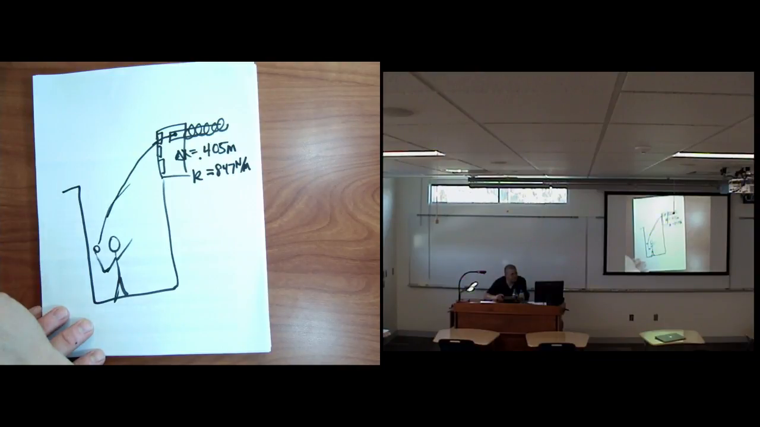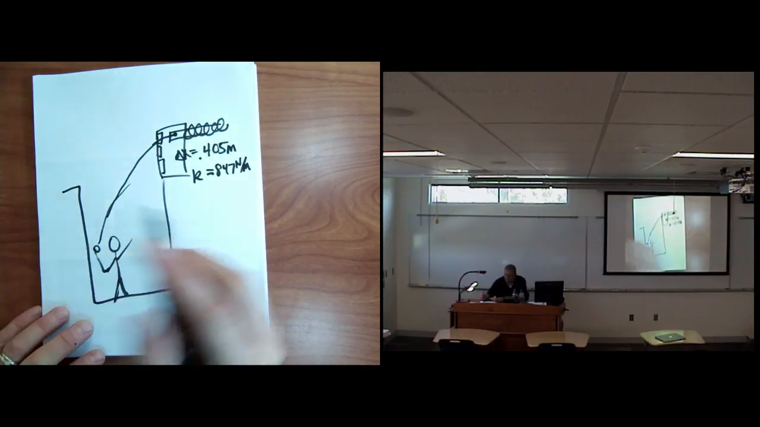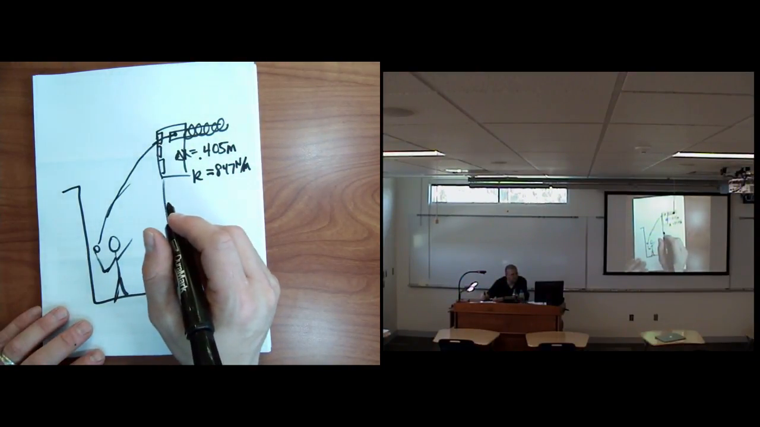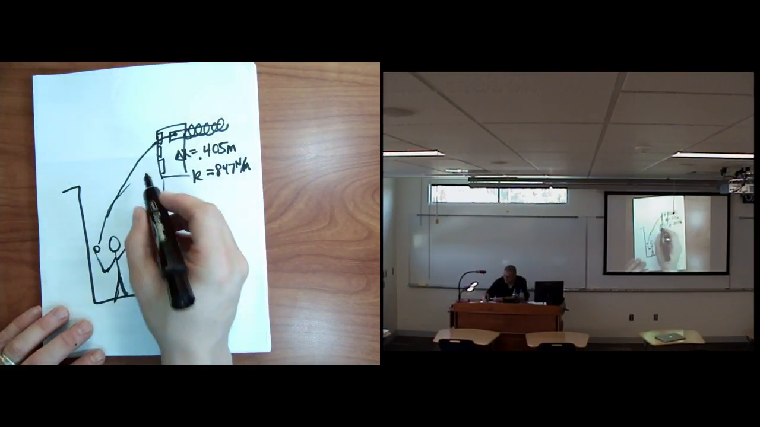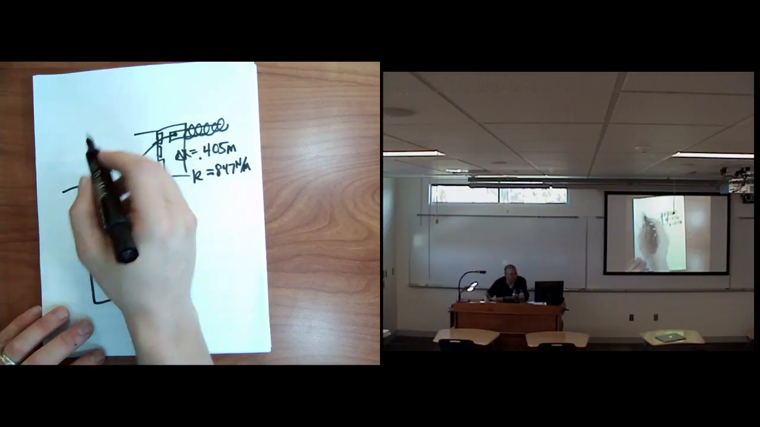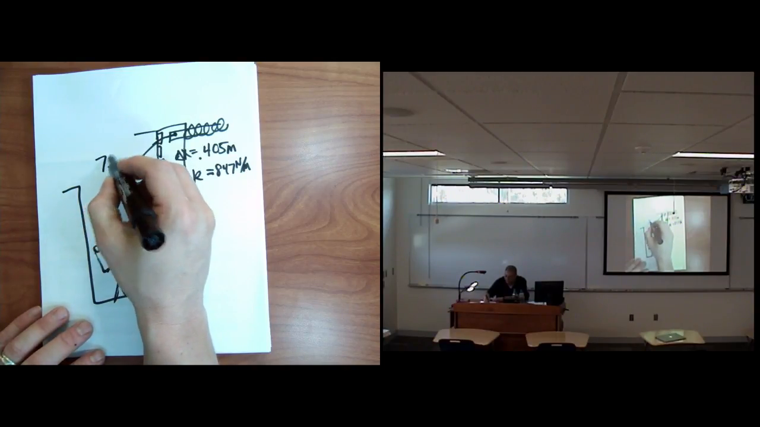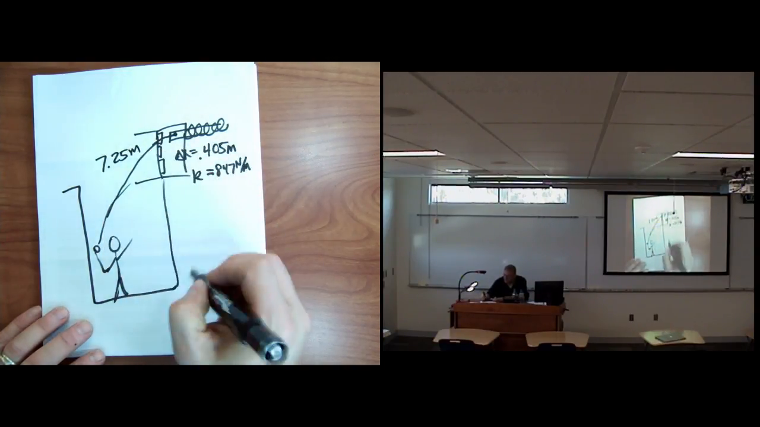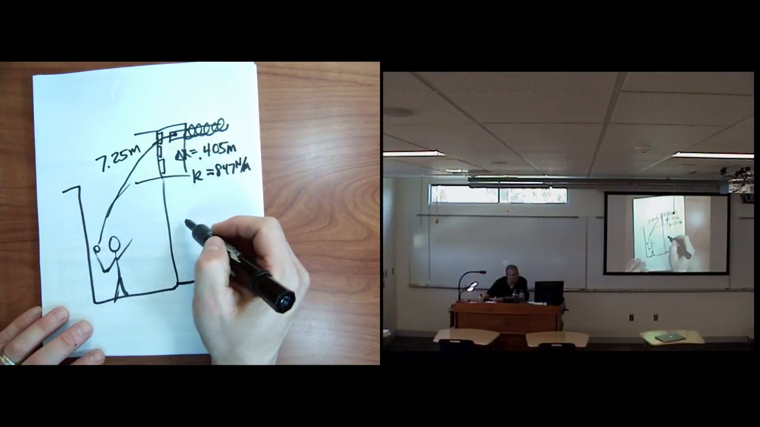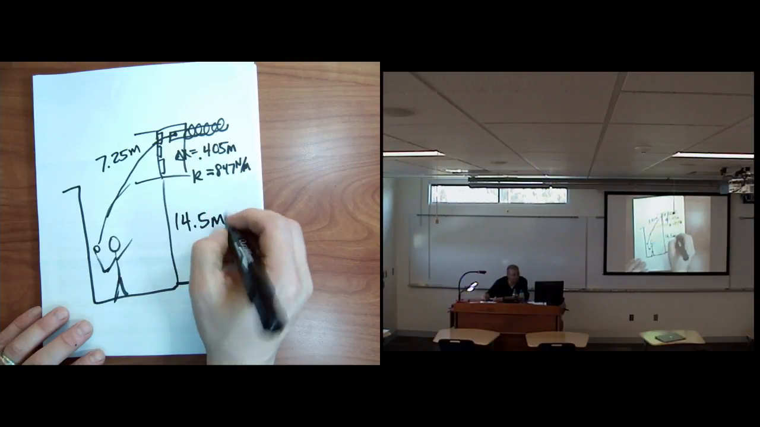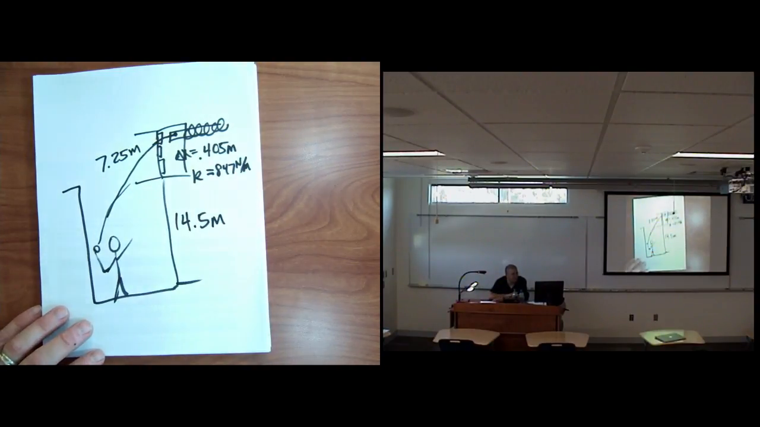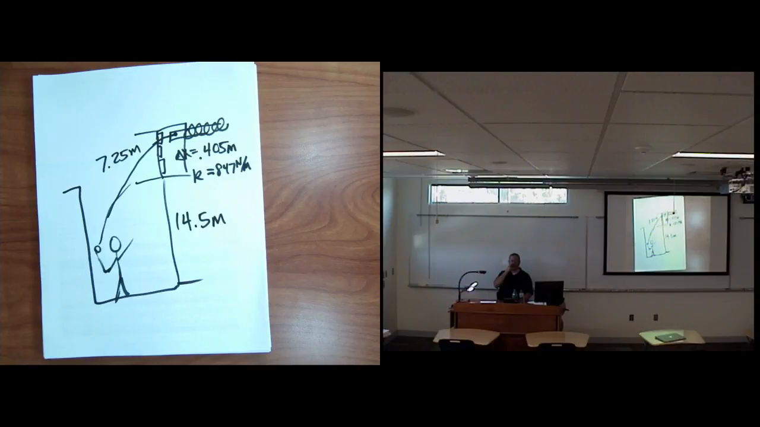The position of the baseball's momentary rest is 7.25 meters above ground level. So this distance right here is 7.25 meters. And then the distance from the ground to the bottom of the pit is 14.5 meters. We don't know how much work Harold does to perform this feat. How much work does Harold have to do?